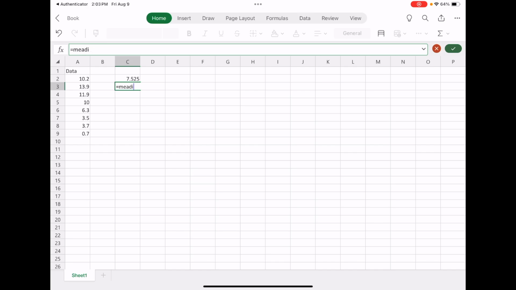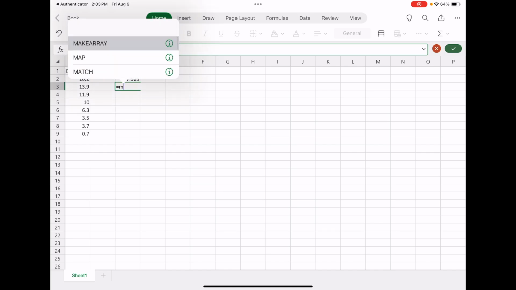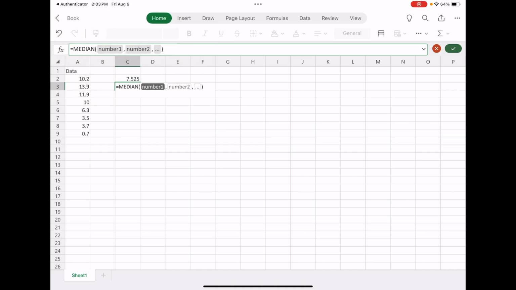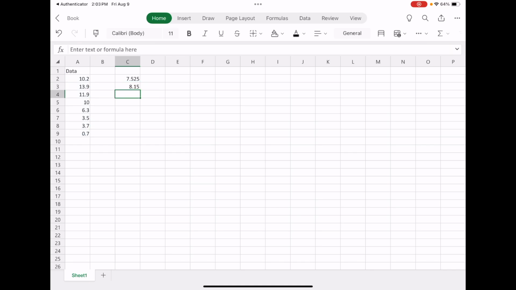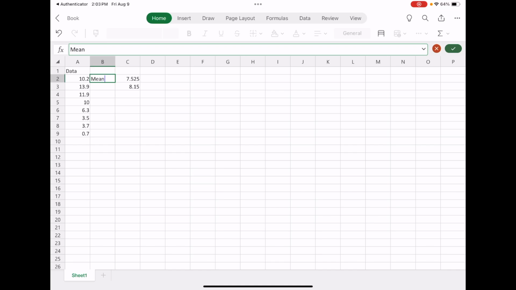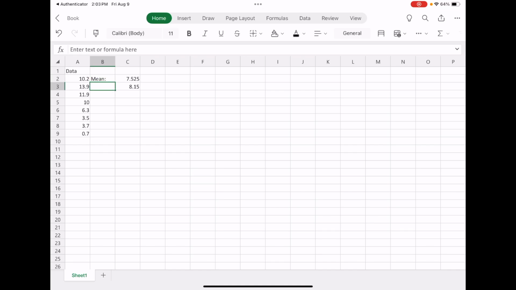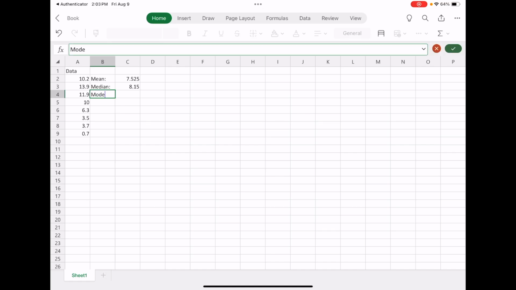Well, let's see. There it is, median. Okay, so same thing, select that, enter. There's my median. Let me go ahead and organize these things here. So I'll go mean, which I'll just type mean right in there, use a colon. So that's my mean. Median, that's that one. Mode. Okay, now let's see what it says.